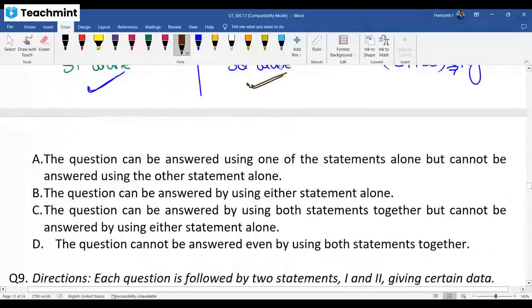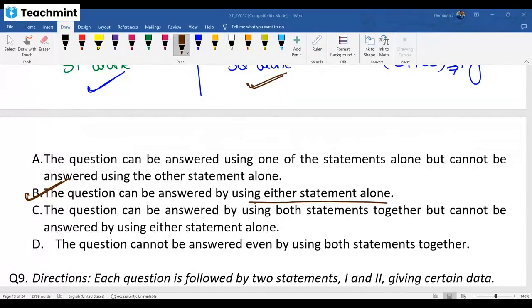Then your answer is each statement alone. See this one, either statement alone you can answer. Using statement 1 alone you can answer, using statement 2 alone you can answer. Guys, are you understanding? First statement alone, second statement alone, I can answer: x cube is greater than x square. Yes, I can say yes.